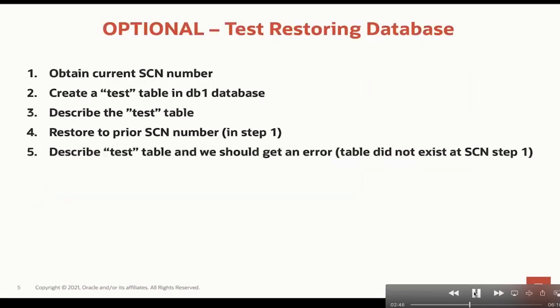Okay, so then we run a test. We wanted to see, what if we obtain the current system change number? Remember that when you restore a database in Oracle Database Appliance, you can do it to multiple levels. You can do it to the last backup, to a certain system change number, to a point in time recovery, et cetera. So for this testing, we're going to obtain the current SCN number on the source system. We're going to create a test table in that DB1 database, describe the test table to make sure that it's there, and then do a restore to that SCN number from step 1. Obviously that SCN number didn't have that table, so when we restore it, we expect it to fail. So it's just a quick test.